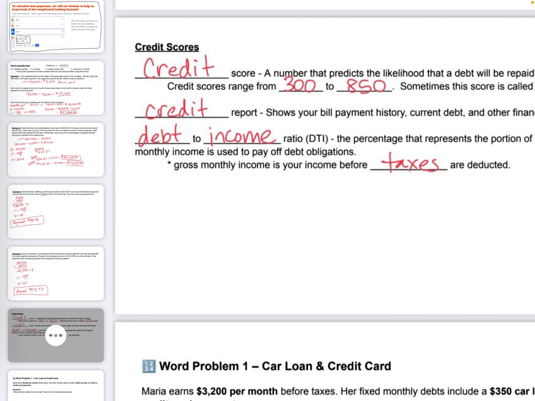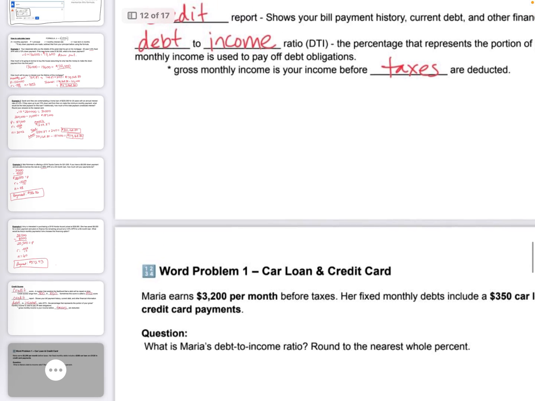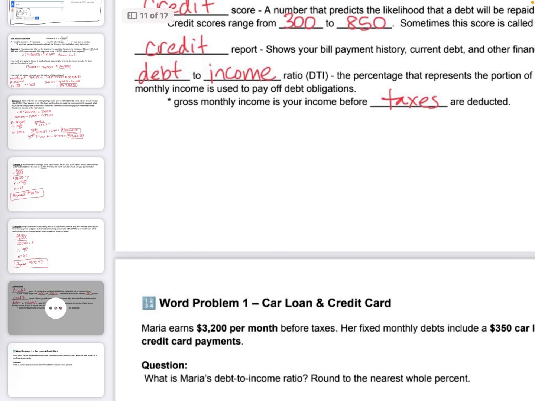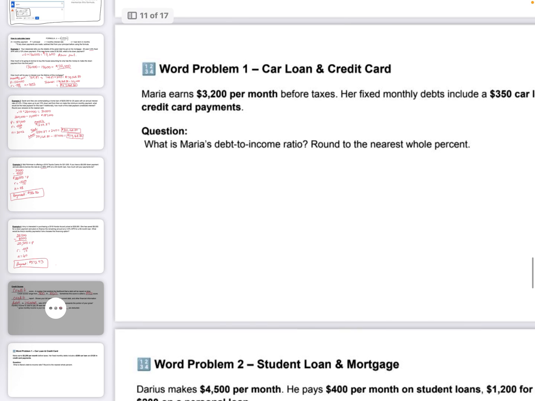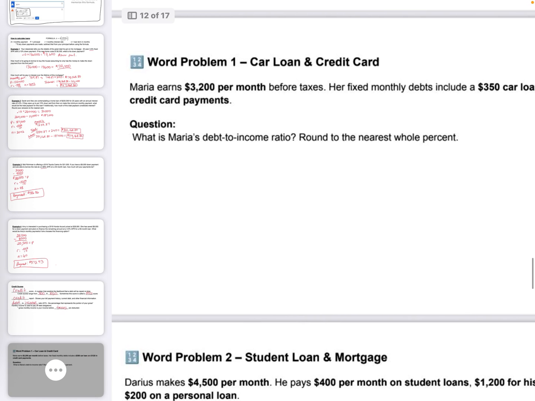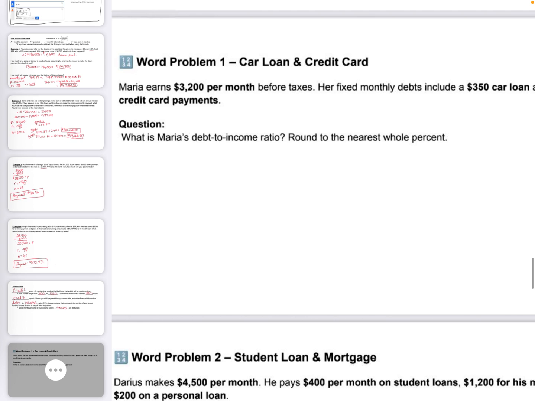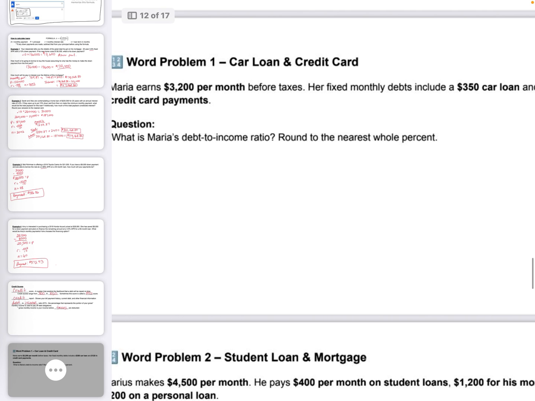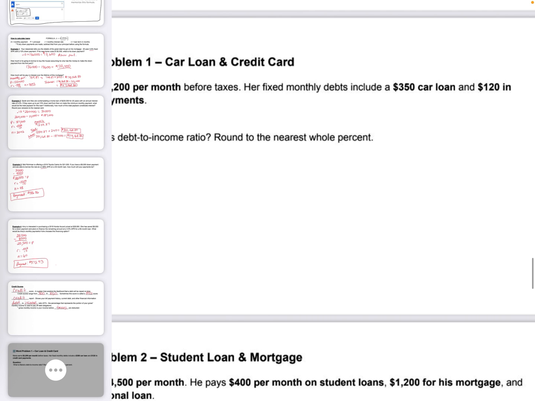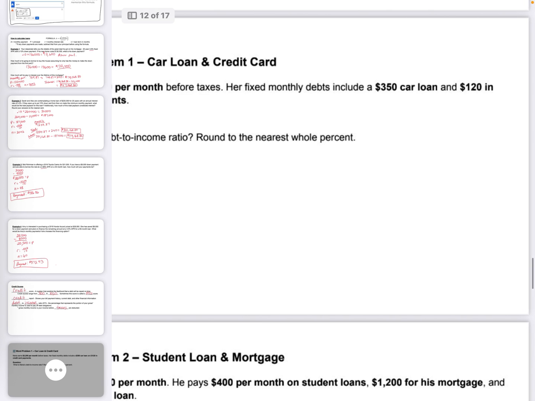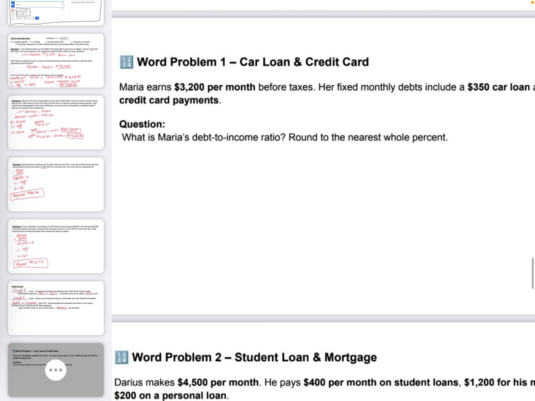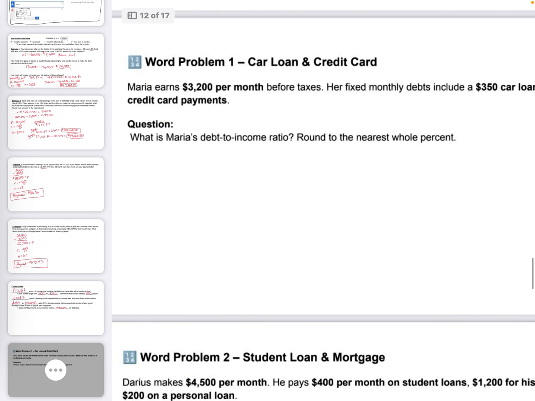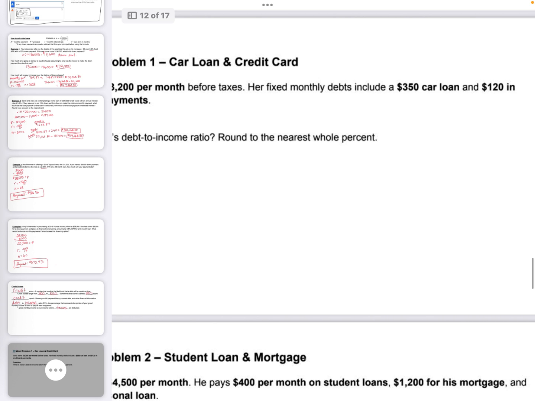All right, so gross income is your income before taxes are deducted. Okay, you might have heard of gross versus net. Gross is what you get before taxes. All right, so here are a few problems here. Maria earns $3,200 per month before taxes. Her fixed monthly debts include a $350 car loan and $120 in credit card payments. What is Maria's debt to income ratio?